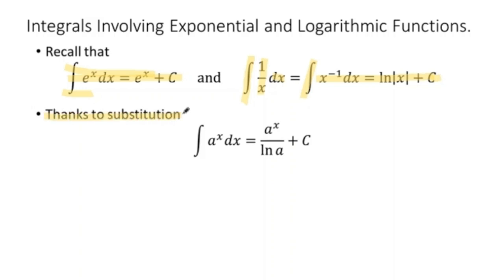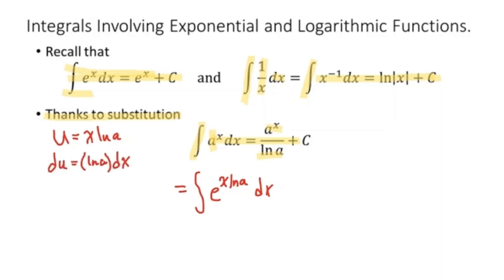Thanks to the substitution technique we learned in the last section, we can show that the integral of a to the x is a to the x over the natural log of a plus c. Recall when we were deriving the derivative rule for a to the x, that we can rewrite a to the x as e to the x natural log of a. So through our substitution, we can make u equal x natural log of a. Keep in mind natural log of a is just a number since a is constant. We get that du equals natural log of a dx.